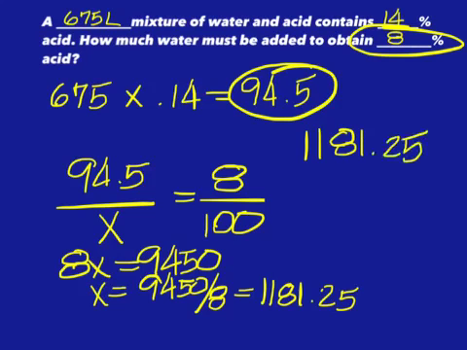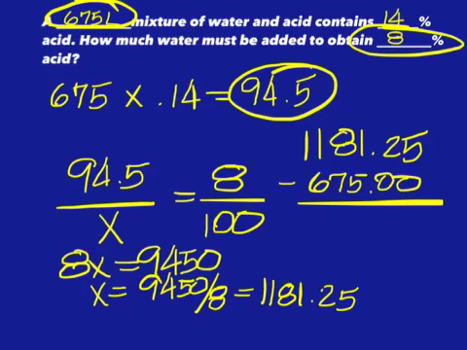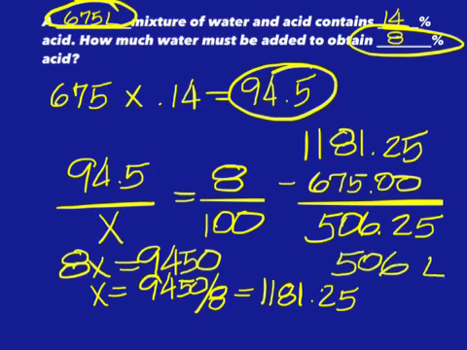Now 1181.25 is your new total, but the original total was 675. So you must do that subtraction to find out how much water was added. That comes out to be 506.25, but you are rounding to the nearest liter. So it is 506 liters of water.